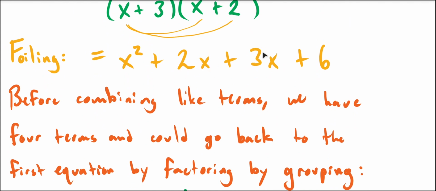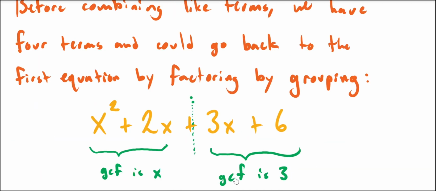But before we do, let's note that if we have something that looks like this, still expanded, still without combining the like terms, we could use factoring by grouping on these 4 terms. Let's see what that would look like.